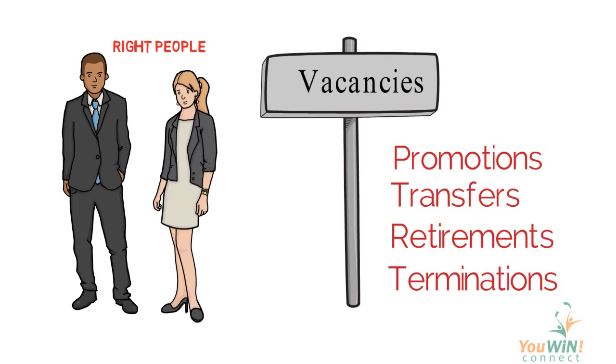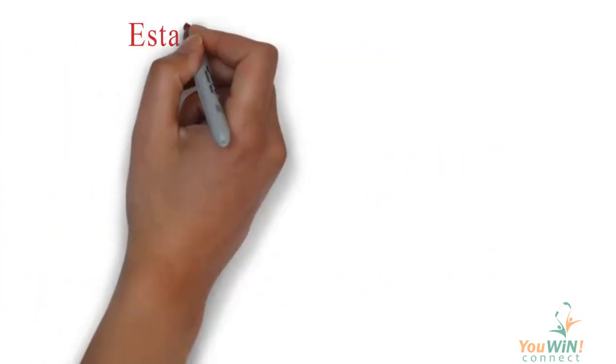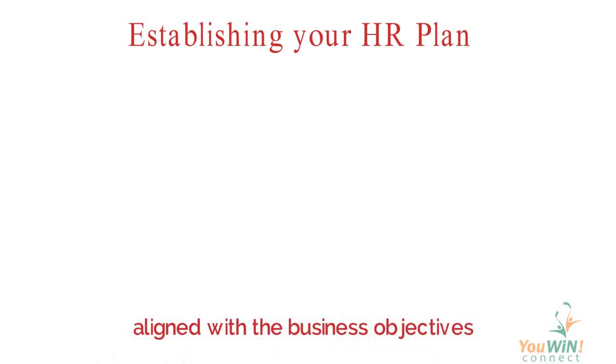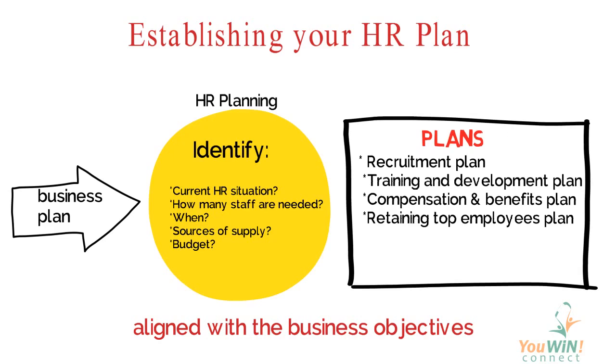As a business owner, how then do you establish your HR plan? In establishing your HR plan, you must ensure that it is aligned to your business objectives. This is what makes your plan valid. Looking at the slide you have now, you can see that you have your business plan. And from your business plan, you have to identify your current HR situation, how many staff you require, when you need them, the sources of supply, and of course, the budget.